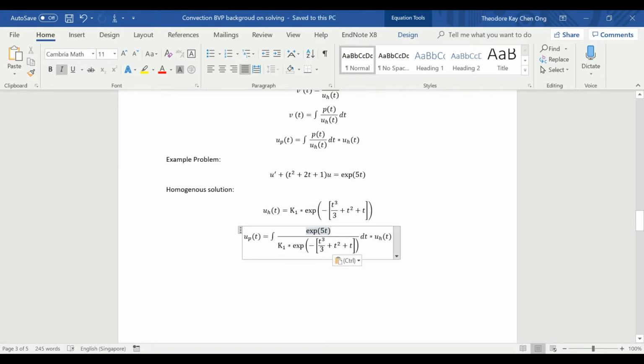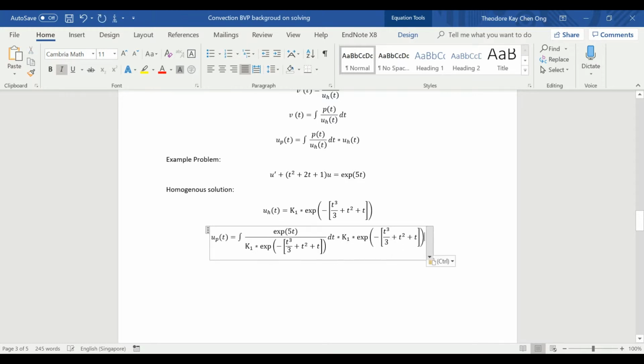So this is what we copy, and then we'll copy this whole thing and we put it here. Paste. Now, at least in theory, as long as we are able to integrate this, the homogeneous solution, the particular solution should be possible to find. Only thing is that it looks like trying to integrate this seems like a challenge.